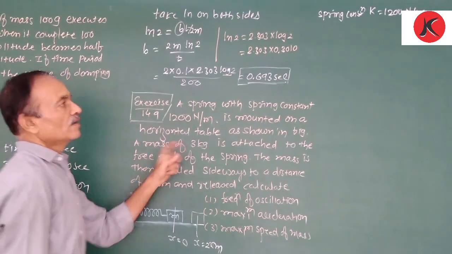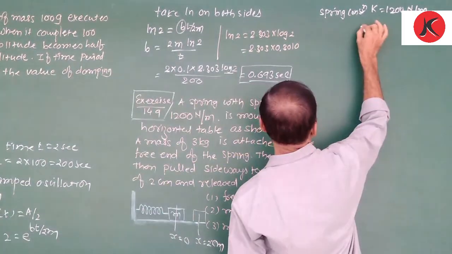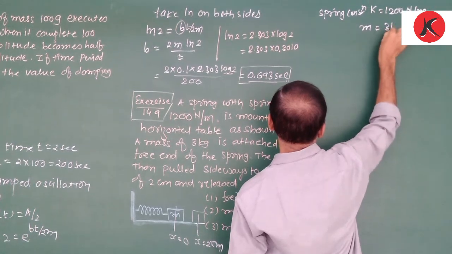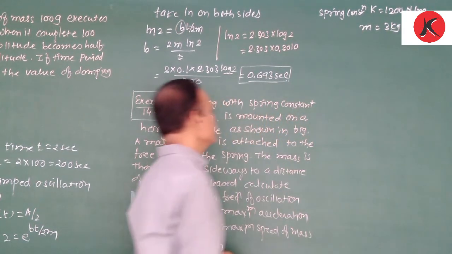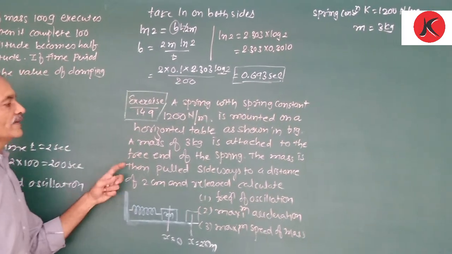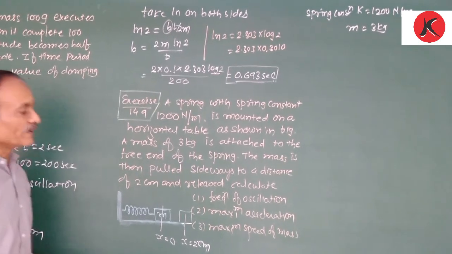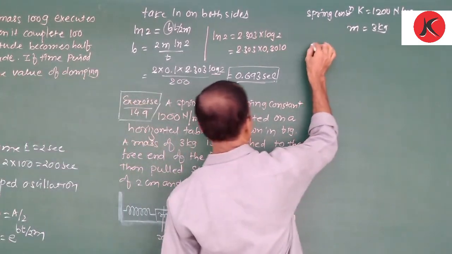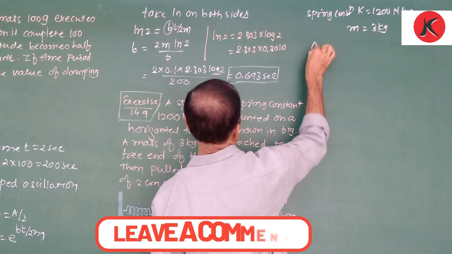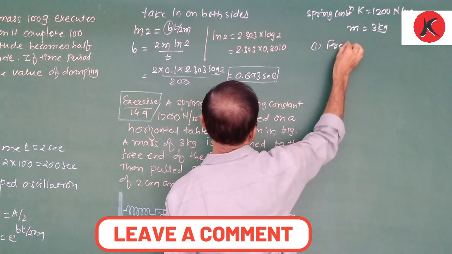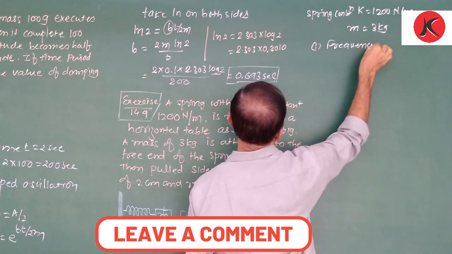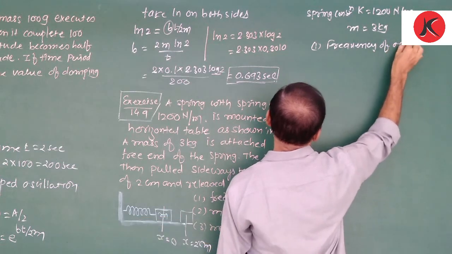Here the mass of a body m is given, that is 3 kg. Only two values are given. We have to calculate first the frequency of oscillation.